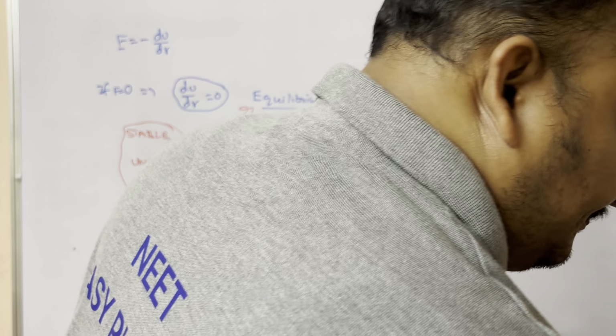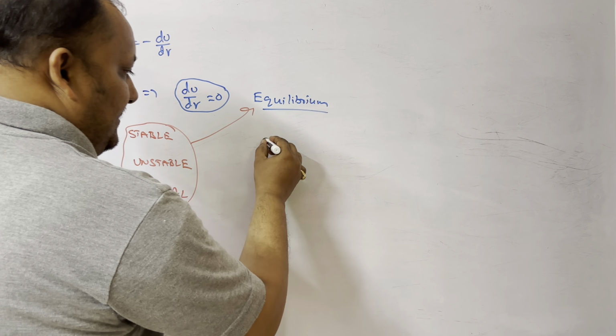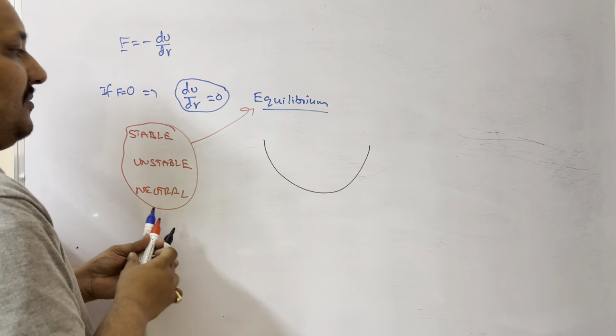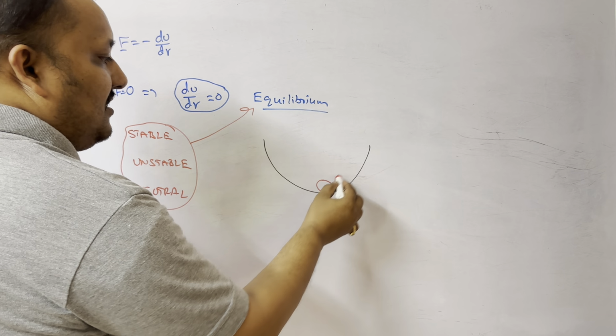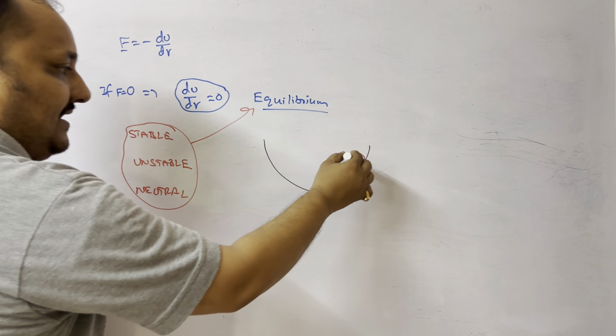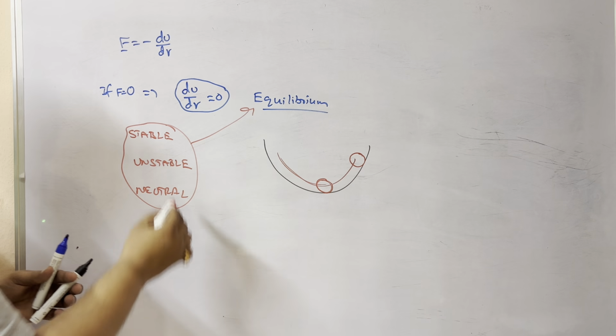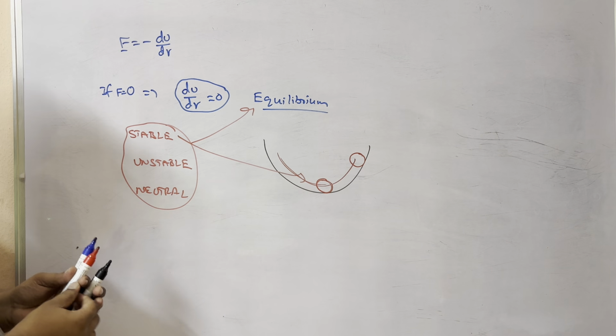Generally they will give it like this. In a hemispherical bowl, one object is here. Now you take this object up to here. If you leave the force, it will oscillate and oscillate, and finally it will come here. This is called stable equilibrium.